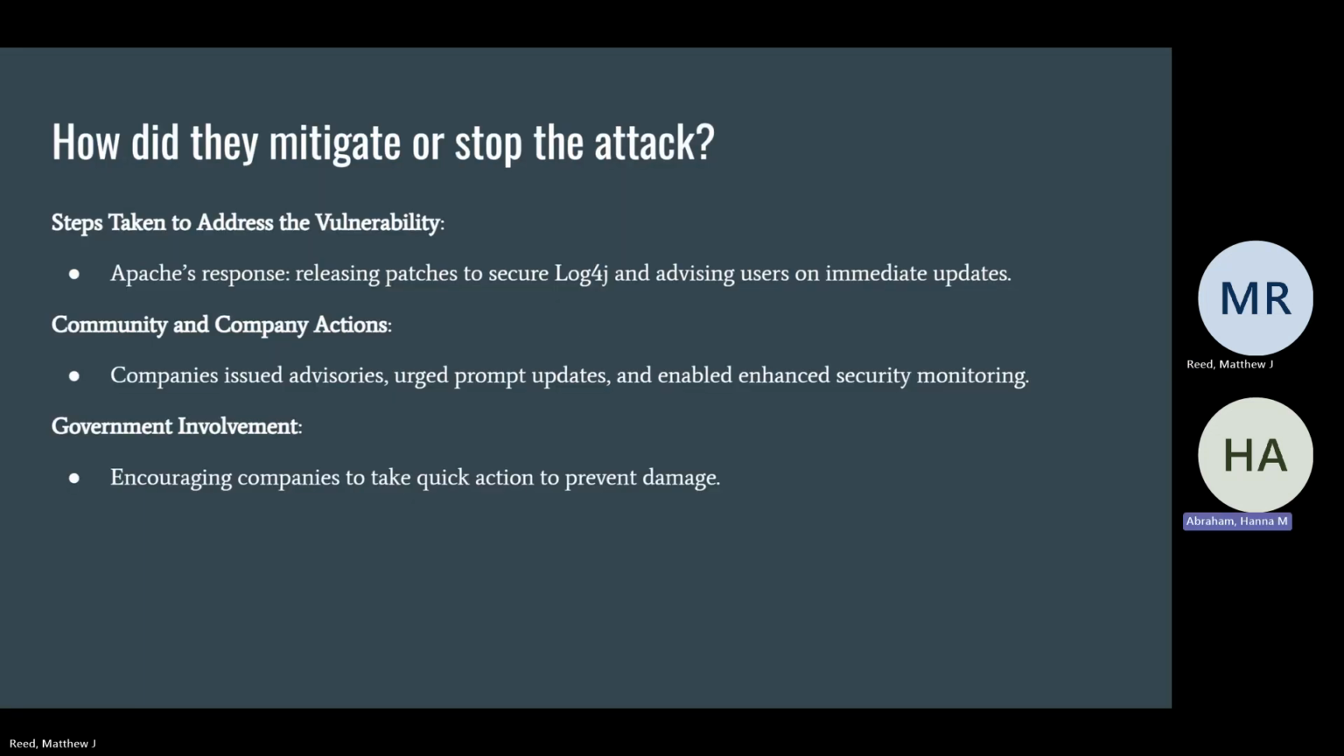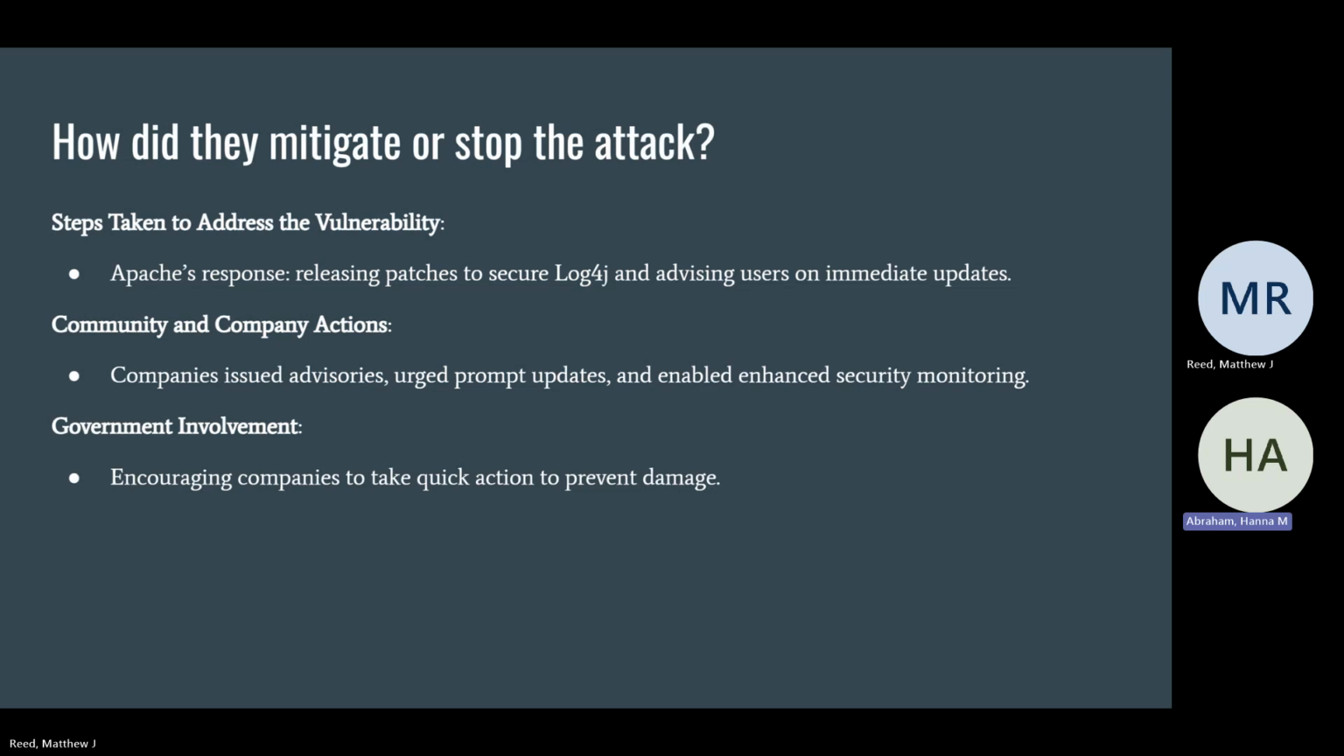How did they mitigate or stop the attacks? So the Apache Software Foundation, which maintains Log4j, quickly released patches to fix the vulnerability. Apache advised all Log4j users to update to the latest version immediately, which included crucial fixes to close the exploit. Over several updates, Apache introduced stricter security settings in Log4j, including disabling the Java naming and directory interface lookup feature by default to prevent similar exploits in the future.